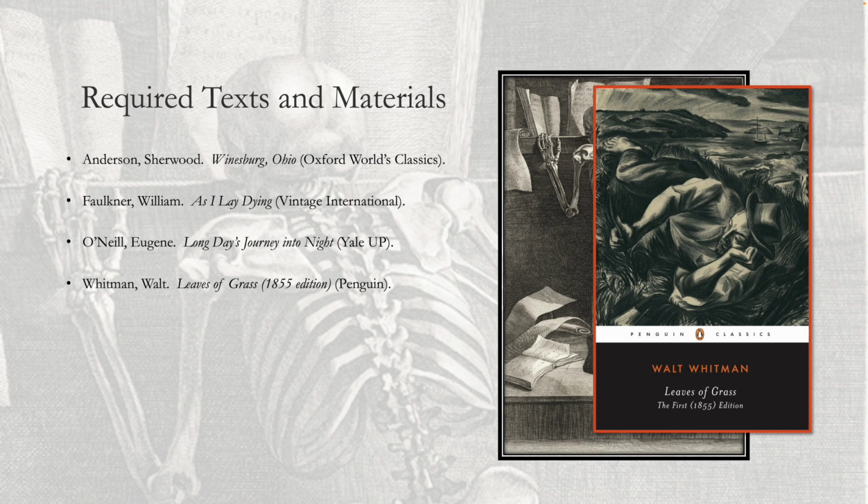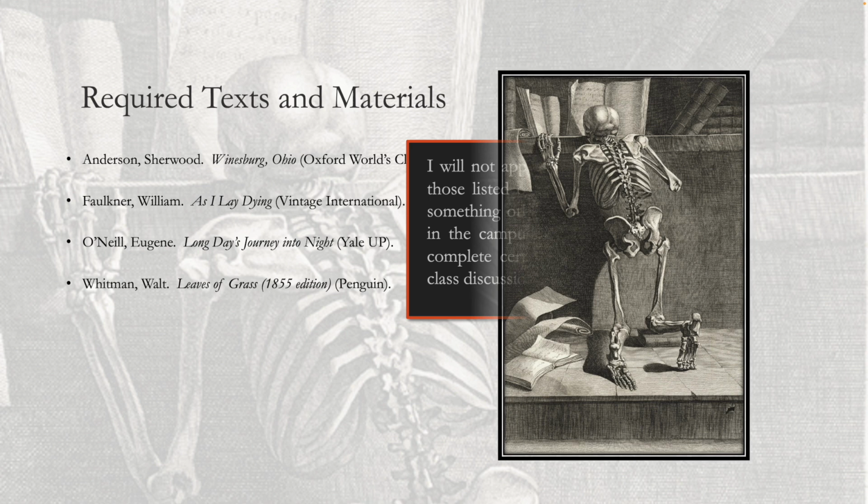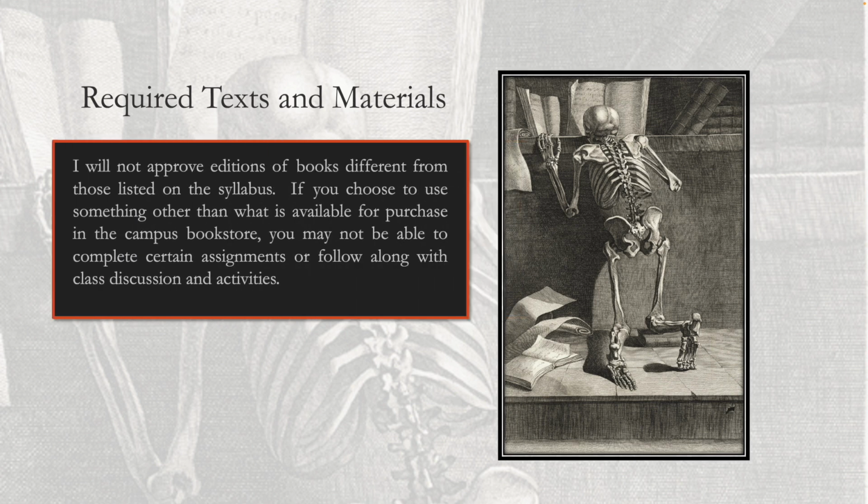If you want to know what order we're going to be reading these books, we're going to start with Winesburg, Ohio, then we'll move on to Long Day's Journey into Night, and then our third unit will be William Faulkner, and then we'll wrap up. The last unit will be a poetry unit, and we'll be reading Walt Whitman. I will not approve editions of books different from those listed on the syllabus and in the course introduction pamphlet.